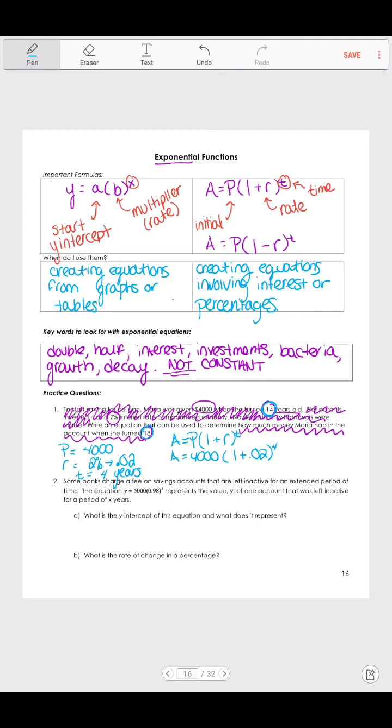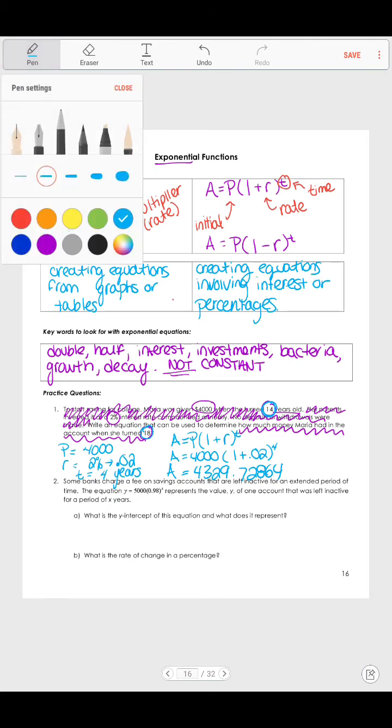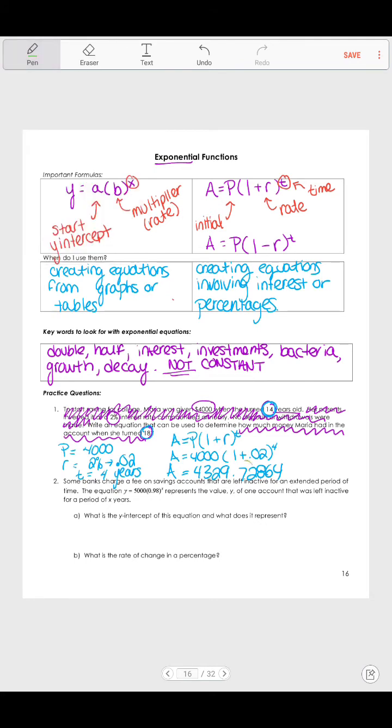Okay, and I get A equals 4329.72864. Since we're talking about money, and money only has 2 decimal places, I'm only going to focus on these 2. That's going to round up to $4,329.73.